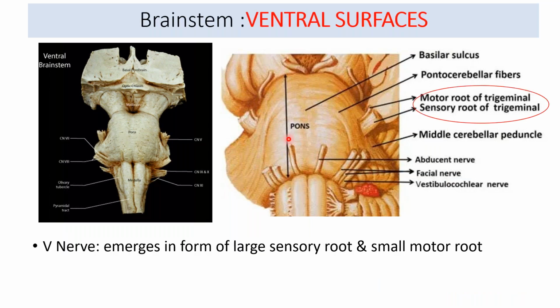Now, the 5th nerve is emerging out at the junction of the ventral aspect of the pons and the middle cerebellar peduncle. You can clearly appreciate that there is a small motor root and a large sensory root of the trigeminal nerve emerging out. So over here also, this is a large sensory root and a smaller motor root.